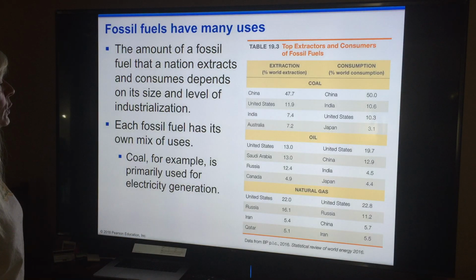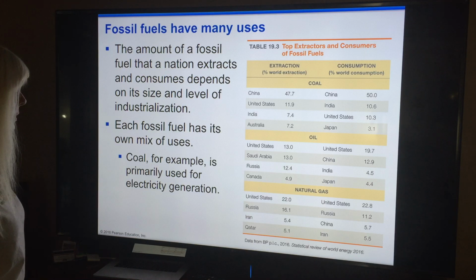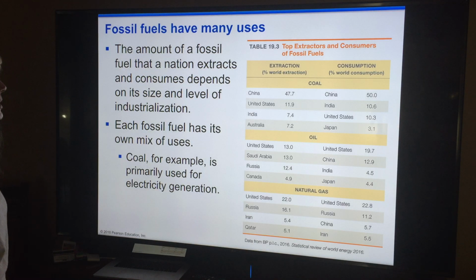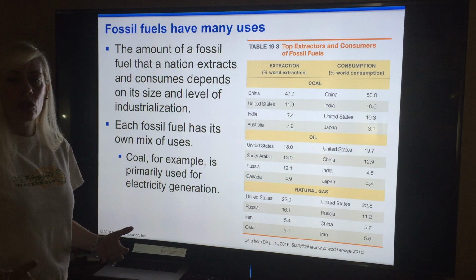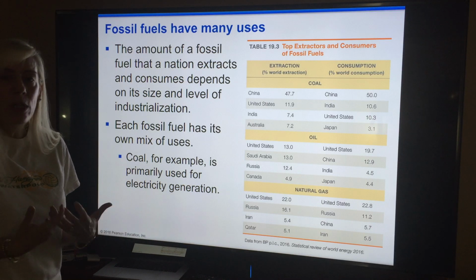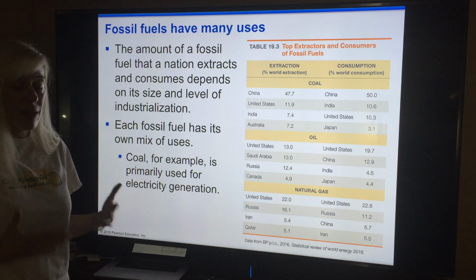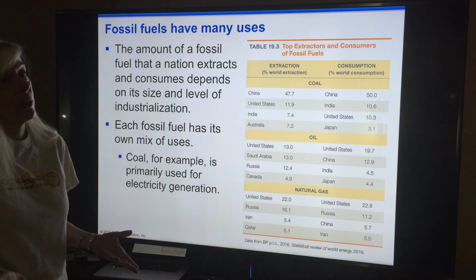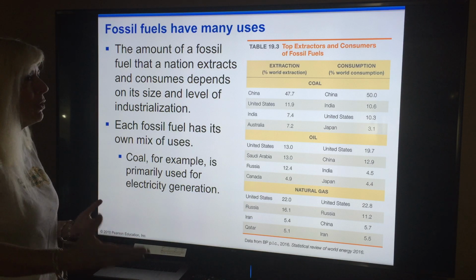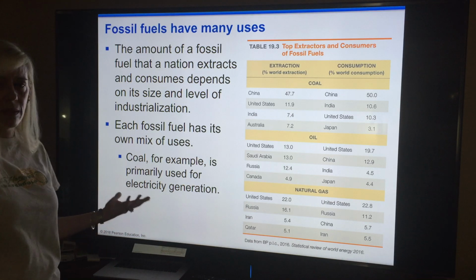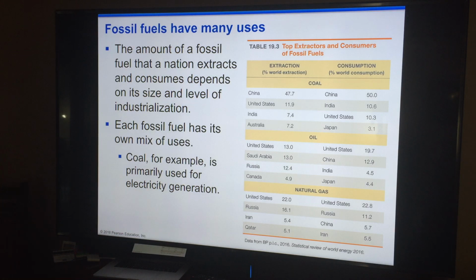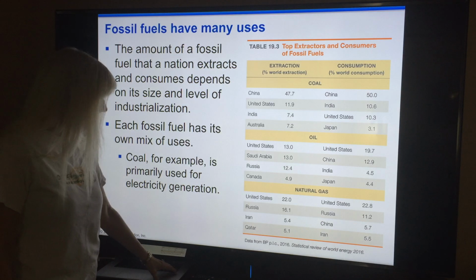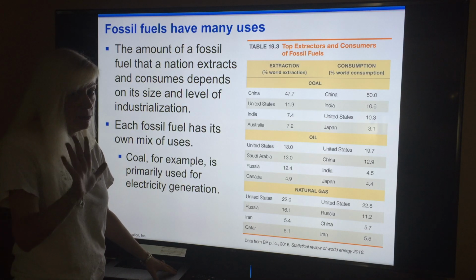Okay. Fossil fuel has many uses. Well, no kidding. The amount of fossil fuel that nations extract and consume depends on its size and the level of industrialization. So in other words, do we keep all of it? Do we ship it out? I mean, we ship out coal because we have a lot of electric plants that are used for something else. And why would we burn coal when we could burn something else? So it's like we ship out coal, but we bring in this and that, and it's like, I don't know. It doesn't seem like there was a lot of thought process put into this. So coal, for example, is primarily used for electric generation. Because what else? You can't stick it in your car.